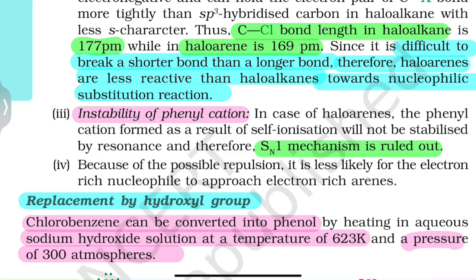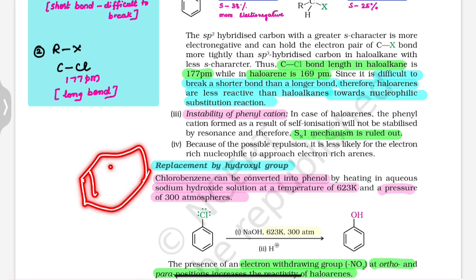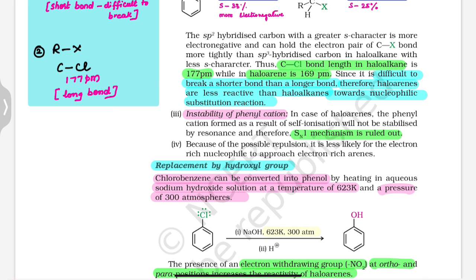The third reason is instability of phenyl cation. Phenyl cation means, suppose this is the benzene ring to which halogen is attached like this. When you remove this halogen atom, on the benzene ring there is a carbocation, a positive sign on the carbon atom, which is formed. This is called phenyl cation. Phenyl cation is highly unstable in nature because it is not stabilized.